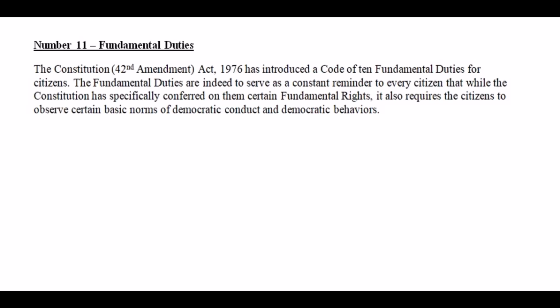Every Indian is the citizen of India and enjoys the same rights of citizenship no matter in what state he resides. Number 11. Fundamental duties. The Constitution 42nd Amendment Act, 1976 has introduced a code of 10 fundamental duties for citizens. The fundamental duties are indeed to serve as a constant reminder to every citizen that while the Constitution has specifically conferred on them certain fundamental rights, it also requires the citizens to observe certain basic norms of democratic conduct and democratic behaviors.